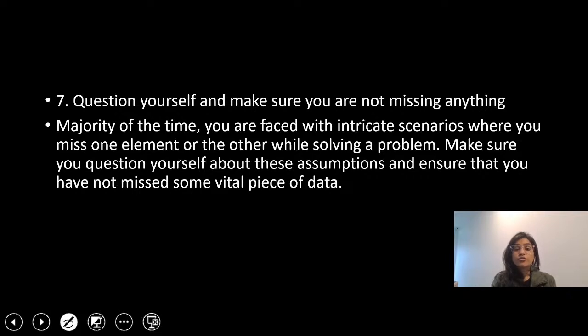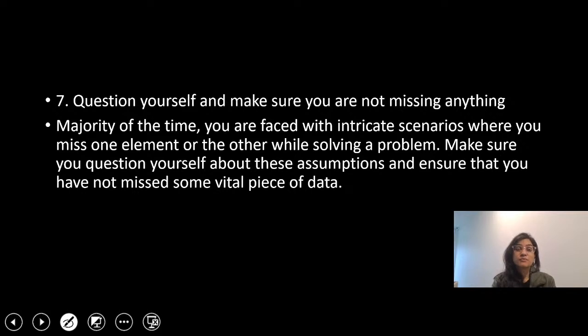Question yourself and make sure you're not missing anything. Majority of the times you'll find that you're faced with intricate scenarios. Intricacy is something which is going in depth. So majority of the times you're faced with intricate scenarios where you miss one element or the other while solving a problem. You're missing one of the elements and solving the other point, right? So make sure you question yourself about these assumptions and ensure that you've not missed some vital piece of data, right?